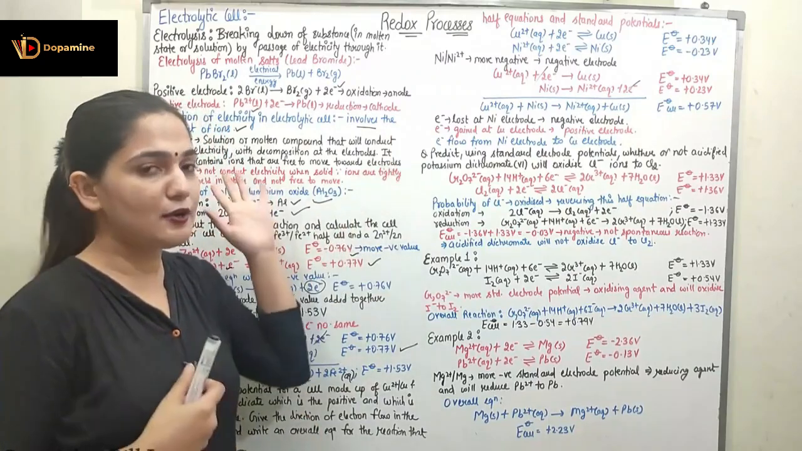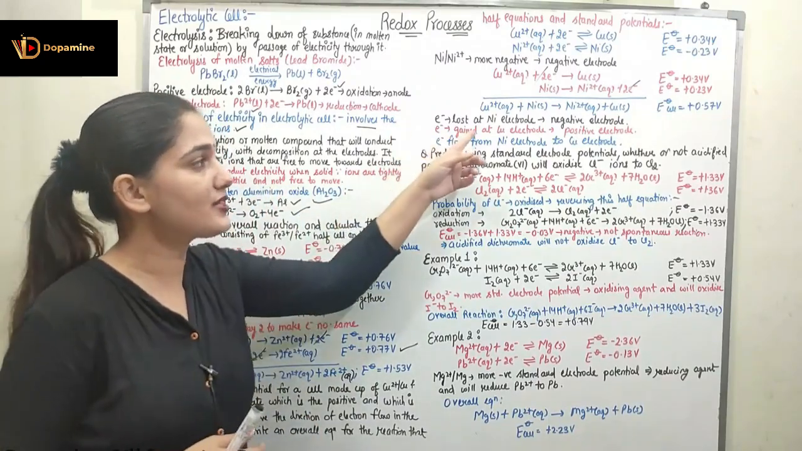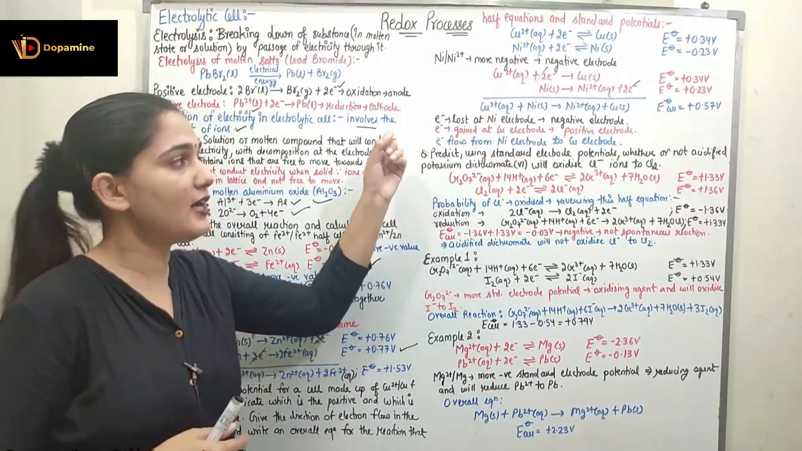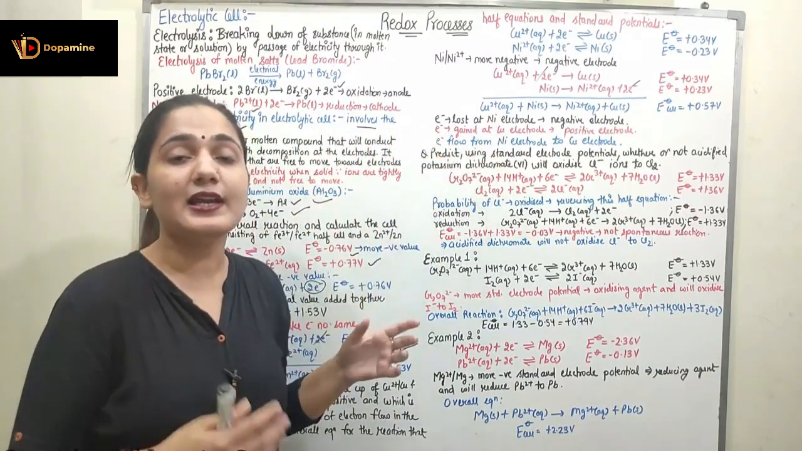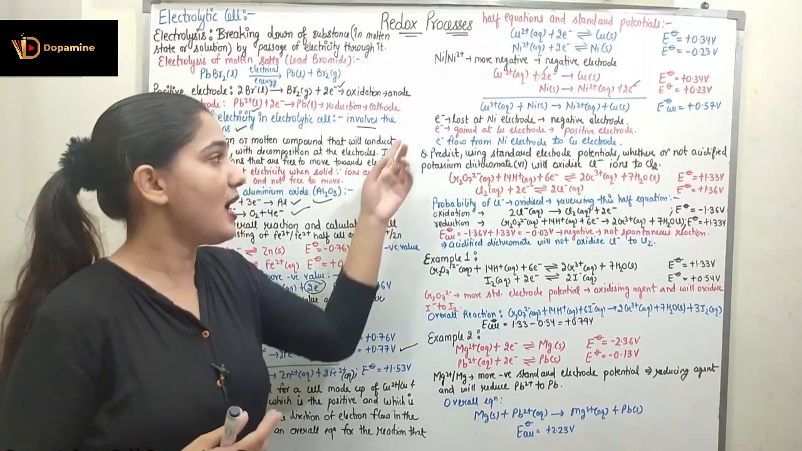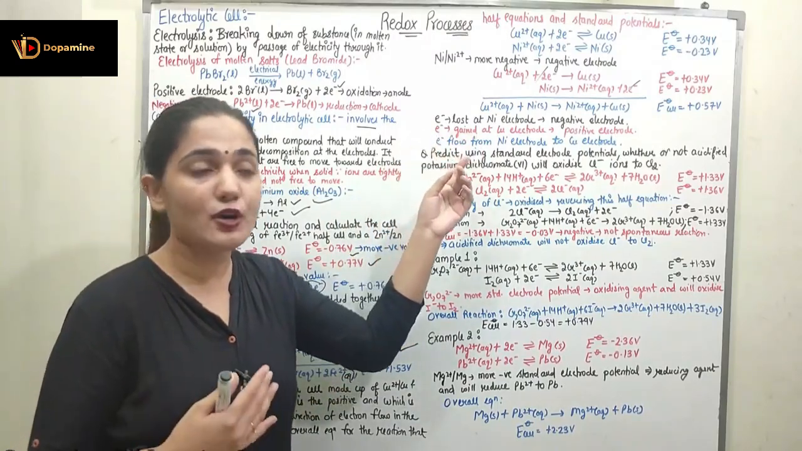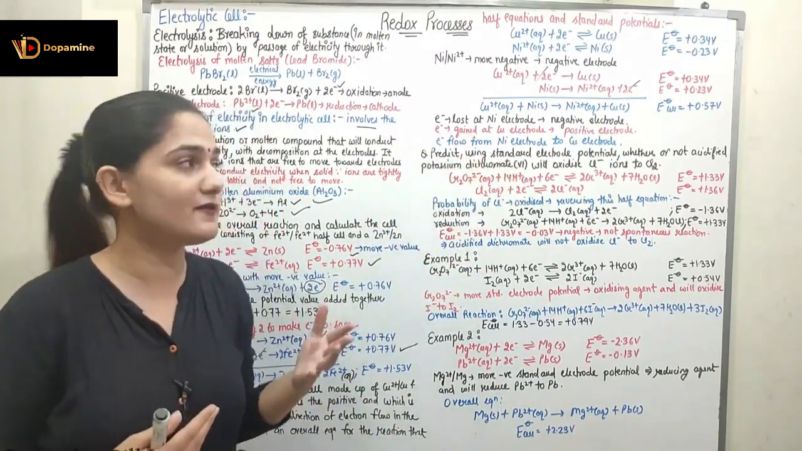Right, so now here we can observe that the electron is lost at the nickel electrode, right? So this was the first question: electron is lost at the nickel electrode, so the nickel electrode here is the negative electrode. Electron is gained at the copper electrode and the copper electrode here is the positive electrode.